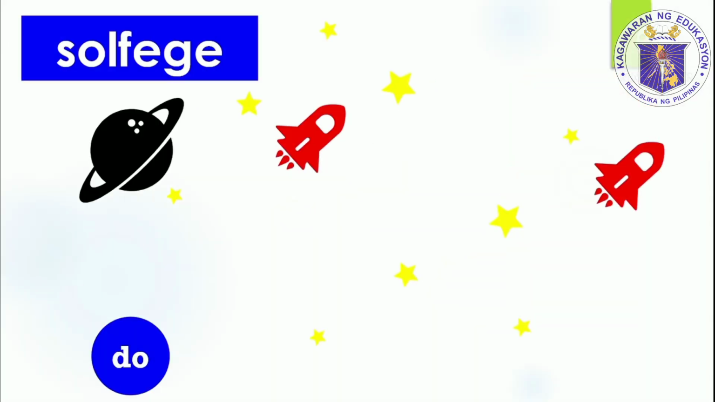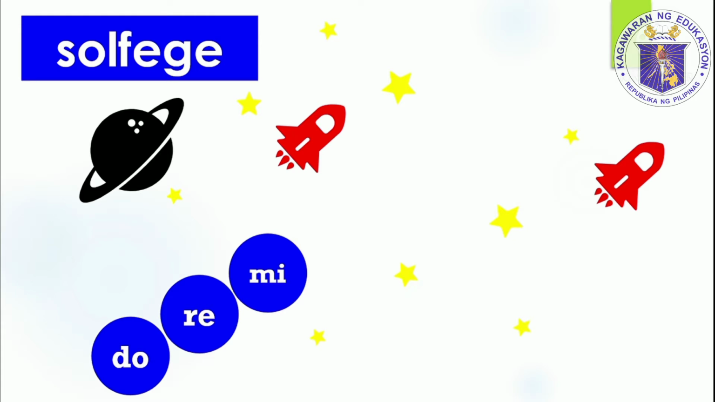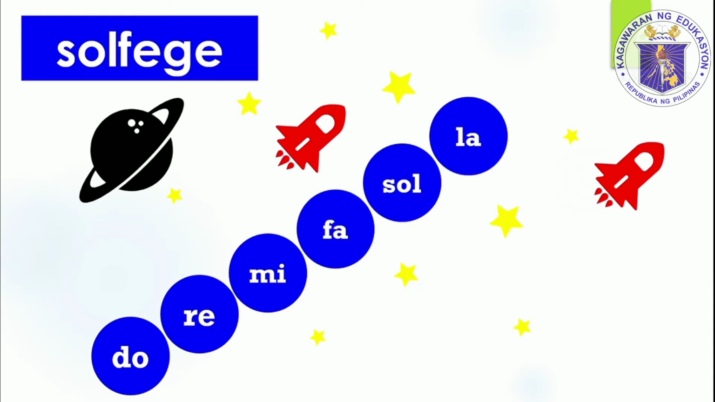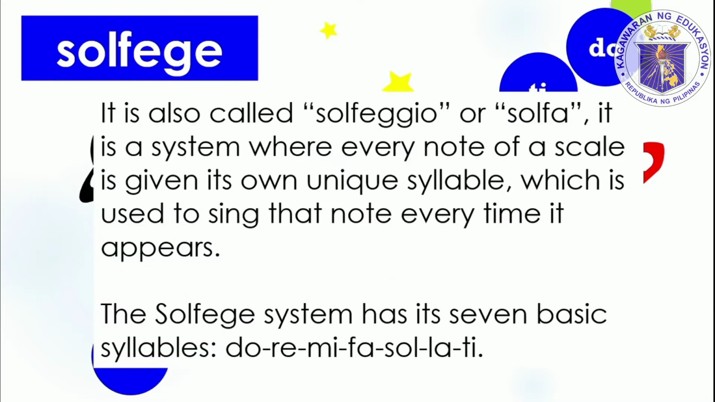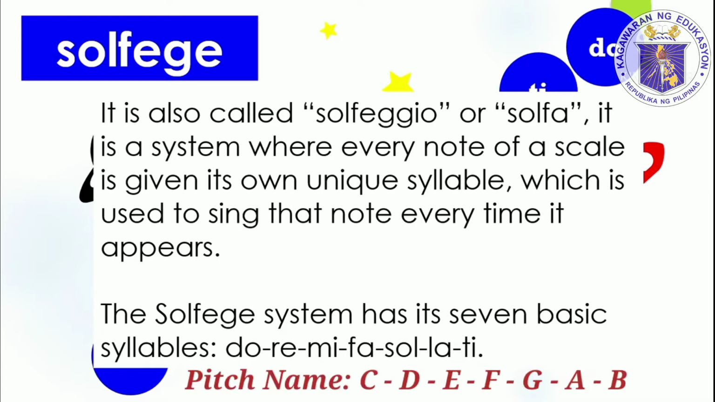Solfege are do, re, mi, fa, sol, la, ti, do. Solfege is also called solfeggio or solfa. It is a system where every note of a scale is given its unique syllable, which is used to sing that note every time it appears. The solfege system has its 7 basic syllables do, re, mi, fa, sol, la, ti, with its corresponding pitch names C, D, E, F, G, A, and B, which are used to name the lines and spaces of a musical staff.